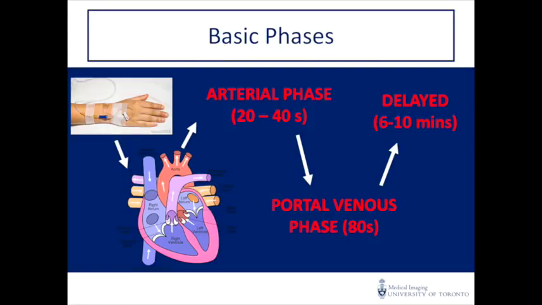And then you can also do delayed images, where you wait about 6 to 10 minutes before you image. By this time, the contrast has made it through the kidneys and is now in the collecting system. The delayed phase can be done for one of many reasons. One of the reasons might be to evaluate the collecting system itself.